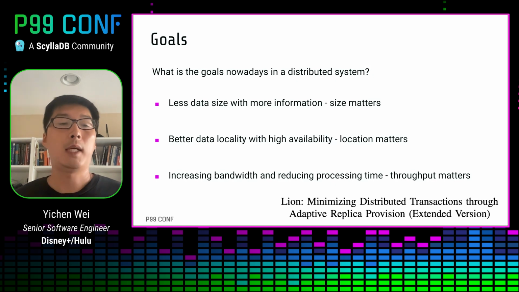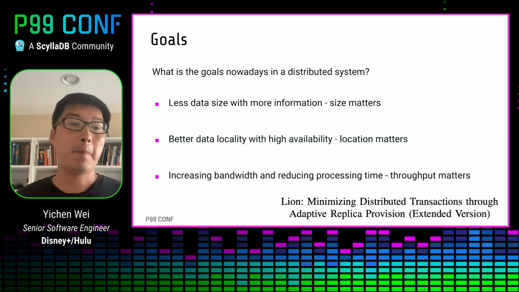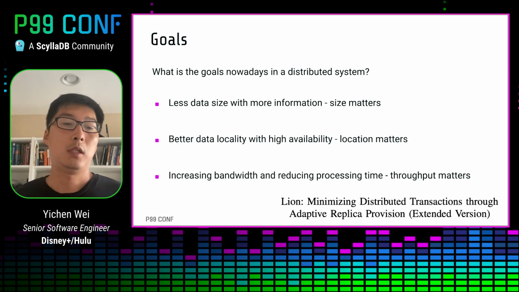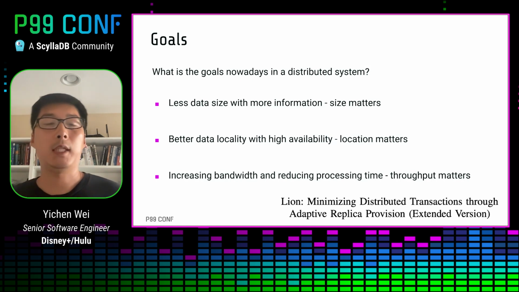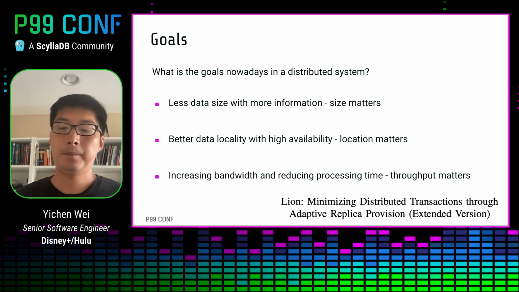So the third one is that we want to increase the throughput based on some hardware and software technology like RDMA, DPDK, or io_uring, etc. There are many papers that address this. For example, one aims at minimizing distributed transactions through adaptive replica provision, which does the trade-off between node-level transferring as well as data locality.